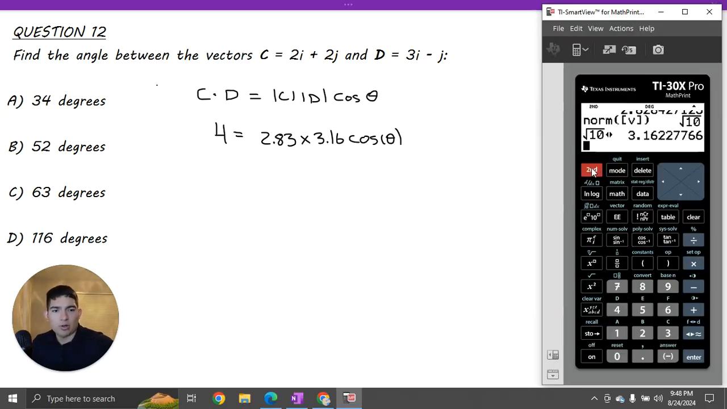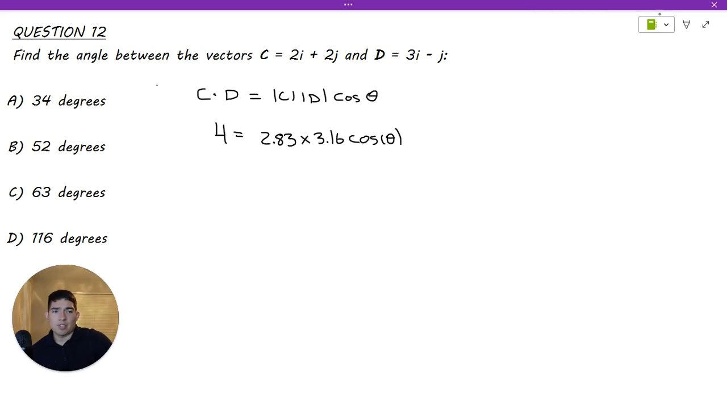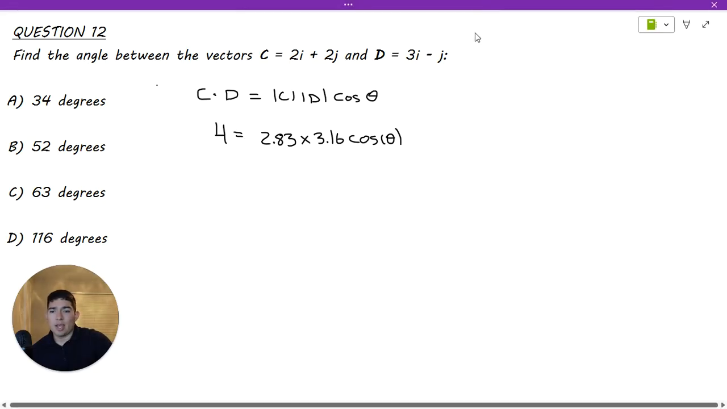So now we can go back to our calculator one more time and use that solver. So this time we have 4 on the left side, and then let's put in our new equation. It's going to be 2.83 times 3.16 times cosine of x. That's going to be our formula, as you can see here. We're going to hit answer and have it solve for us. And it looks like the answer is x equals 63.43. We can just round it to 63. So it looks like our theta is going to be 63 degrees. That means that the answer for us is going to be C in the multiple choice.